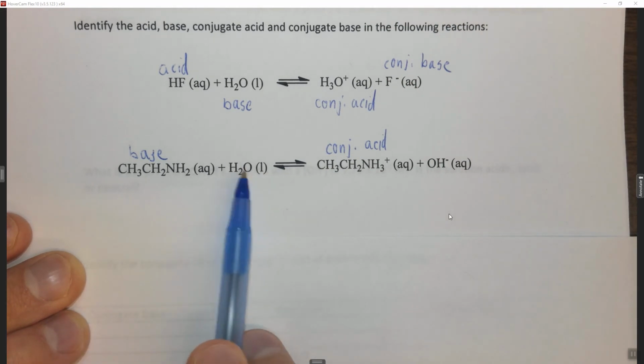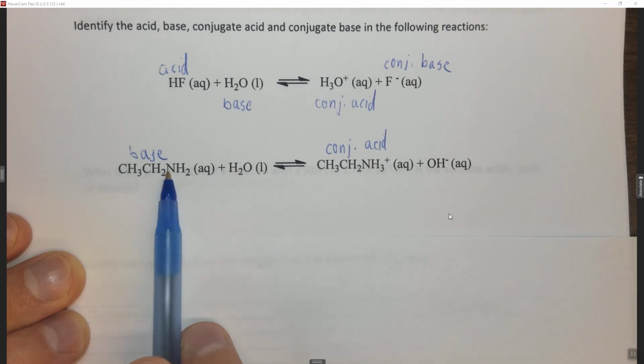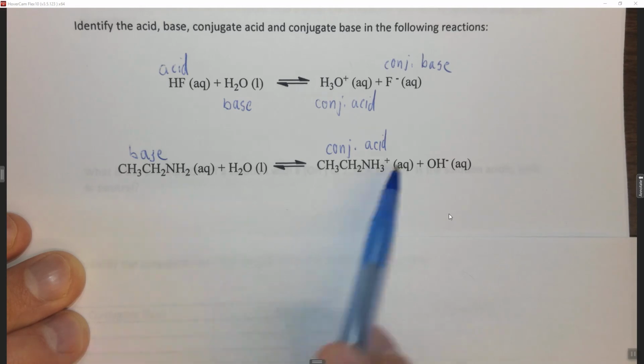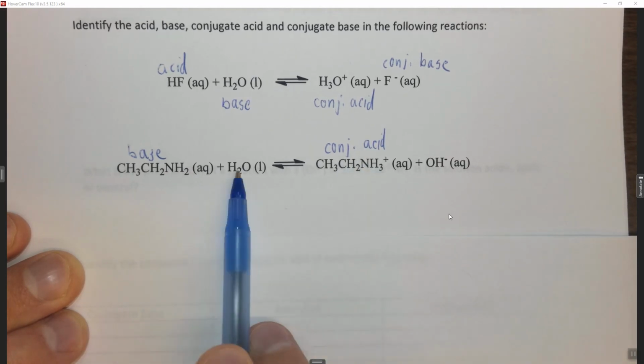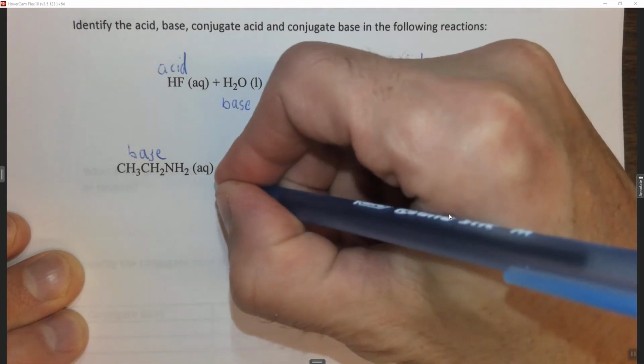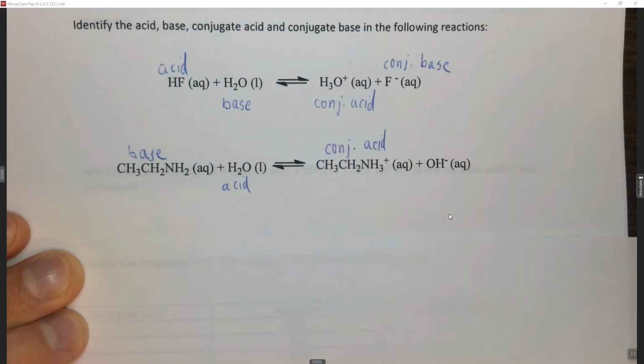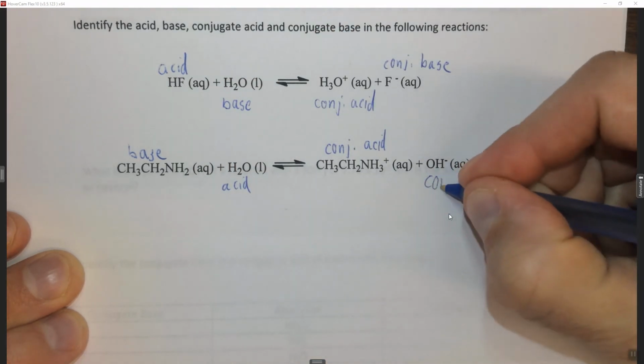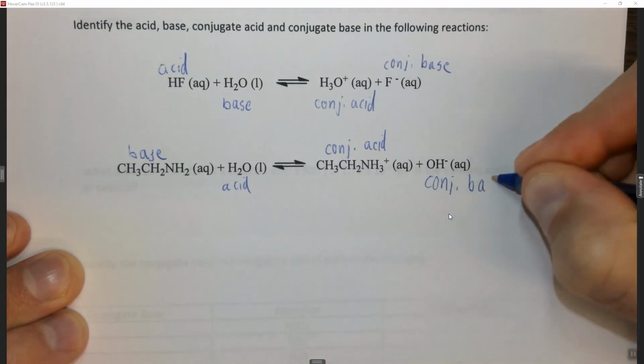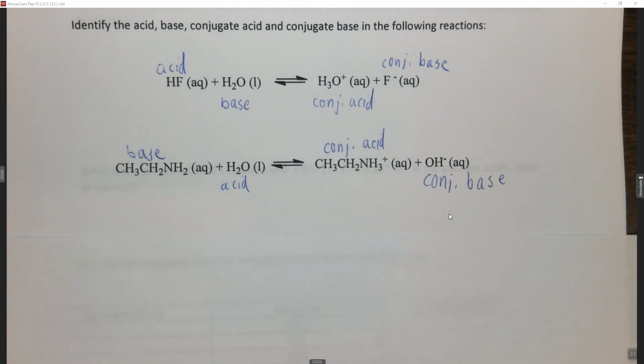What did water do here? Well, water gave the proton to this to make it NH3 plus from NH2. So this acted as an acid, and the OH minus is the conjugate base of the water acid.